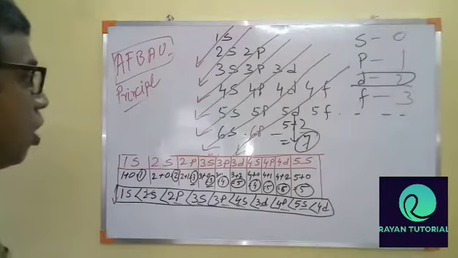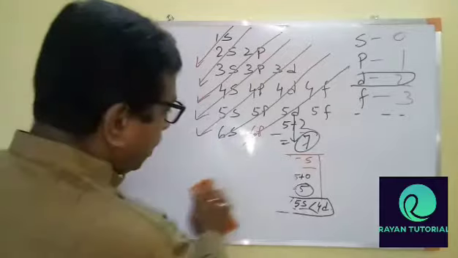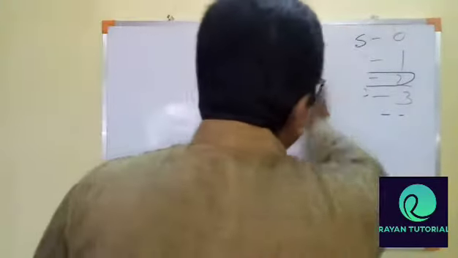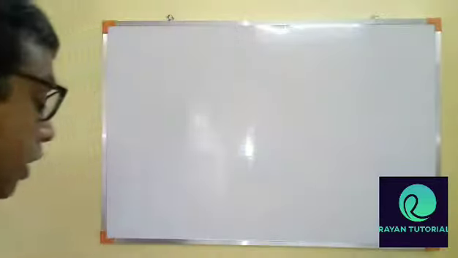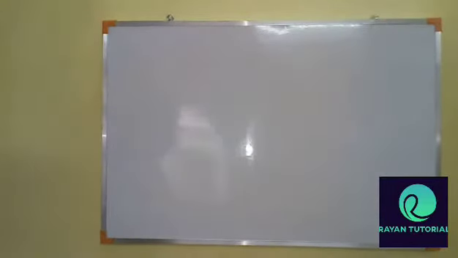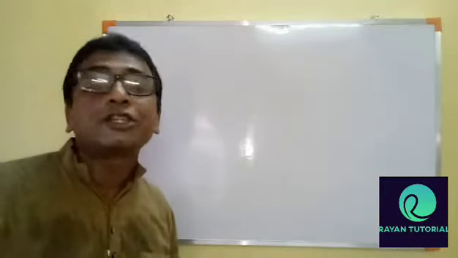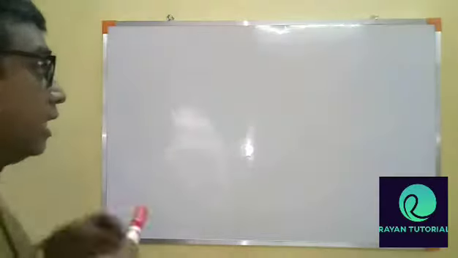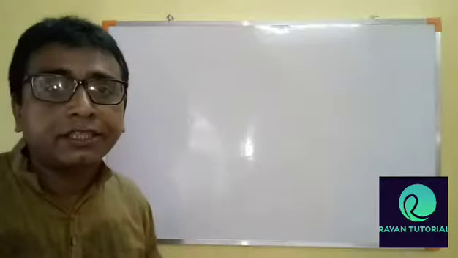Clear? All clear? Okay. So this is all about the Aufbau principle, which will help you to find out the energy levels of the subshells or the orbitals. Clear? Okay. Now we will be discussing one more rule, that is Hund's rule. Before I come to Hund's rule, let us do some configurations.